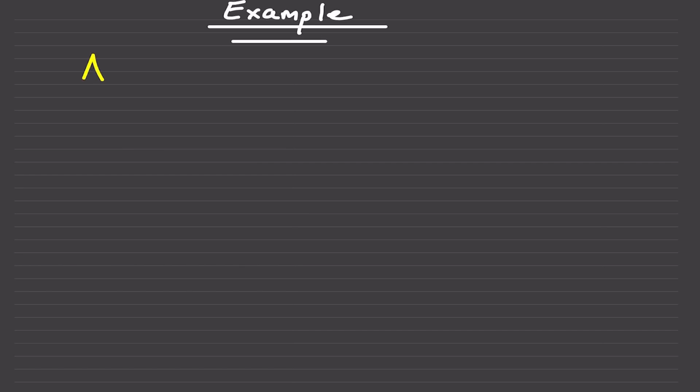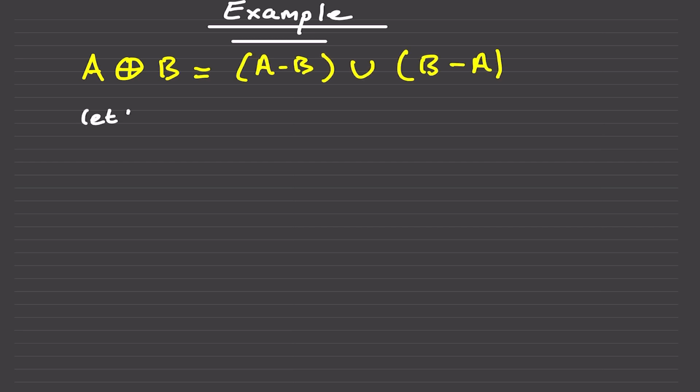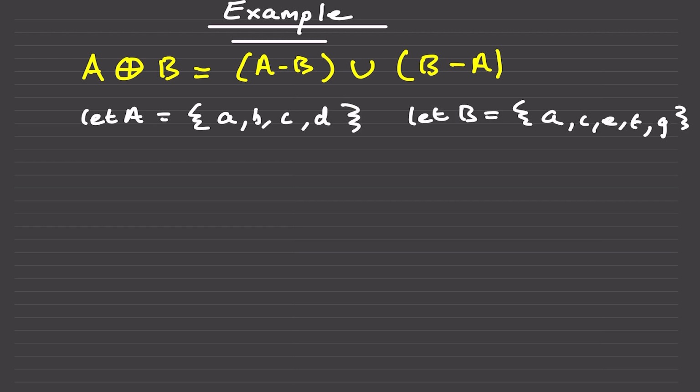Let capital A be the set containing a, b, c, d, and capital B be the set containing a, c, e, f, g. What's the symmetric difference of capital A and capital B? Let's work it out in parts. A minus B would be all the elements of A that B doesn't have. The elements of A that B doesn't have would be b, d, and that's it.